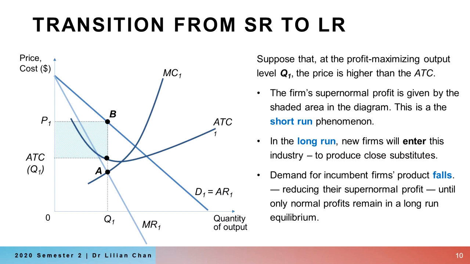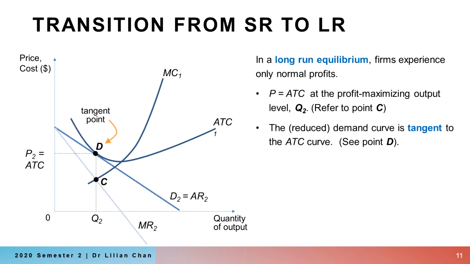So in this case, we find that when more firms enter the industry, it is the demand curve that will shift, not the supply curve. So the demand curve will shift inwards and the MR will follow. In the end, it will look like this, right? The demand curve would fall, so the highest price that can be charged would fall until in the long run, the demand curve is just tangent to the ATC curve at the profit maximizing output level.